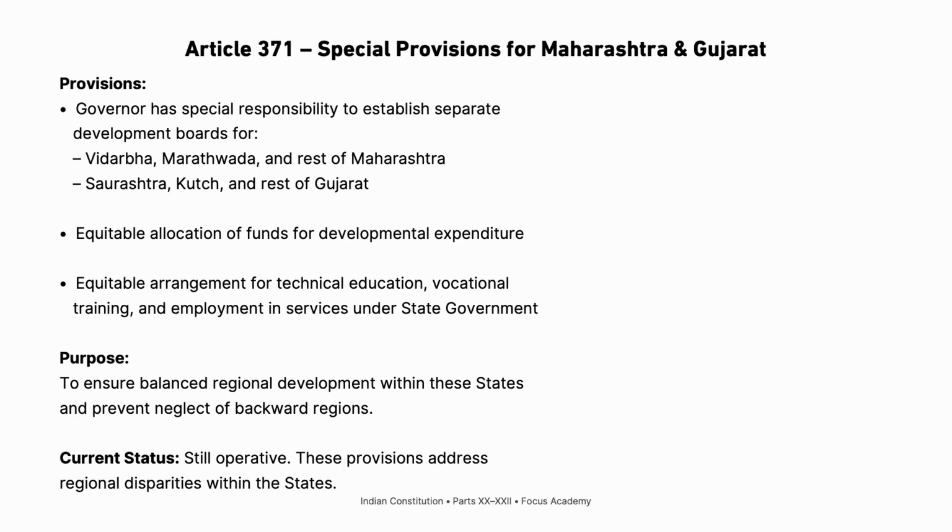Now Article 371A, 371, special provisions for Maharashtra and Gujarat. I will not explain that. You are not going to need it in the exam. You just need to memorize 371A, Maharashtra and Gujarat. That's it. And 371A, you will read in detail in the Nagaland lecture. The faculty will teach you everything in detail.